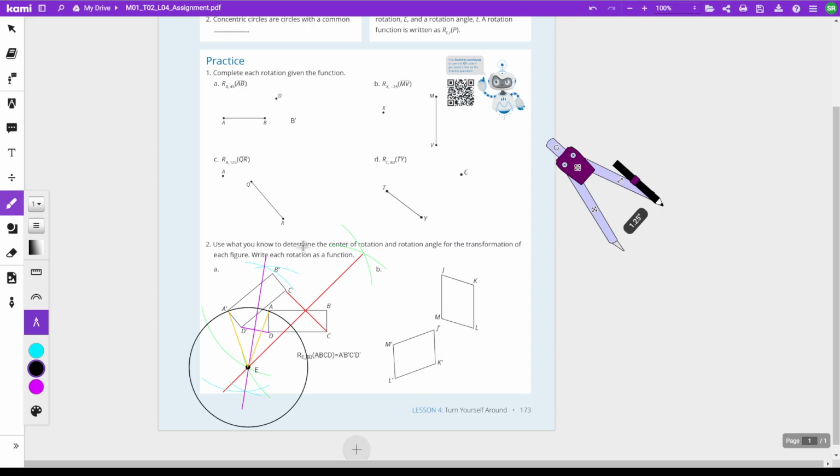Good luck with doing this for question B. Like I said, you just have to connect two corresponding points with a line segment, find the perpendicular bisector, do that for another set of corresponding points, find the perpendicular bisector, where they meet is the center of rotation. Then you use that center of rotation to find the angle of rotation between two corresponding points, and you can use that to write your rotation function.